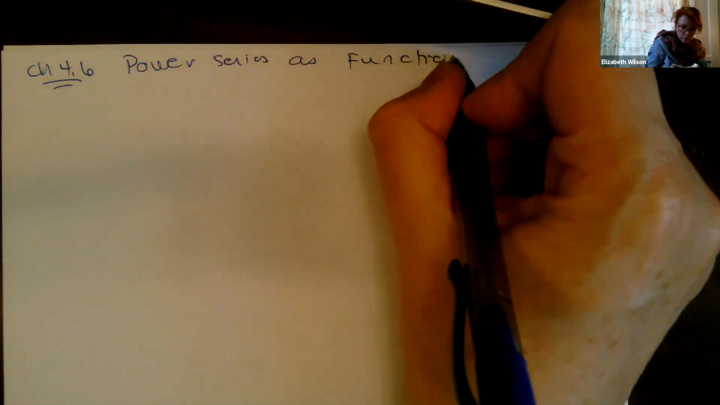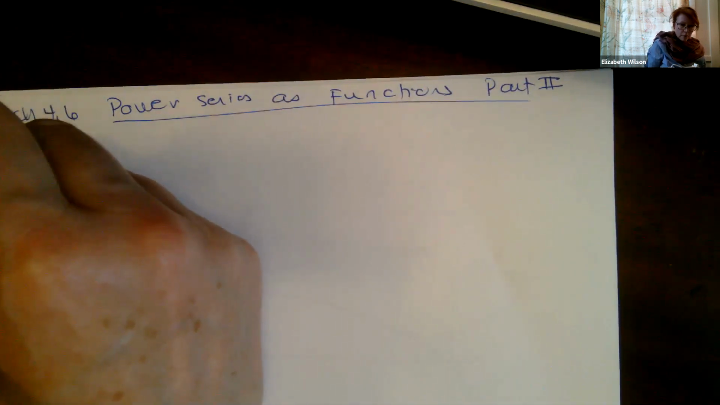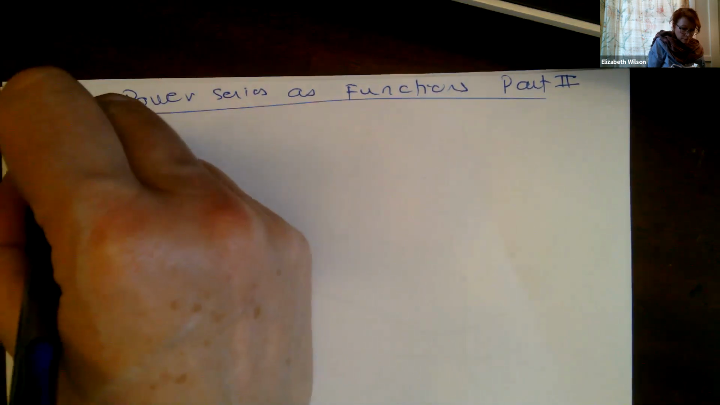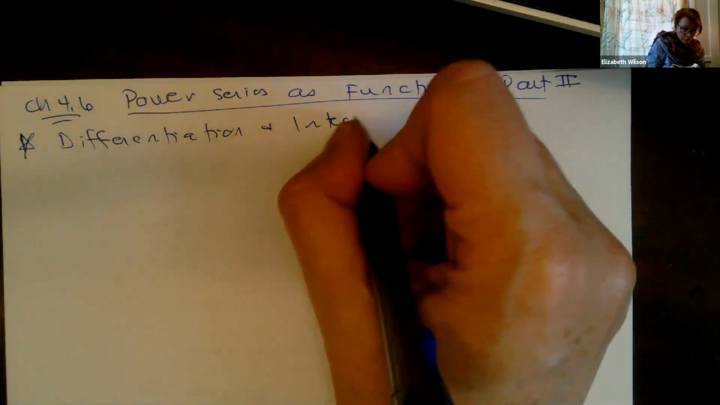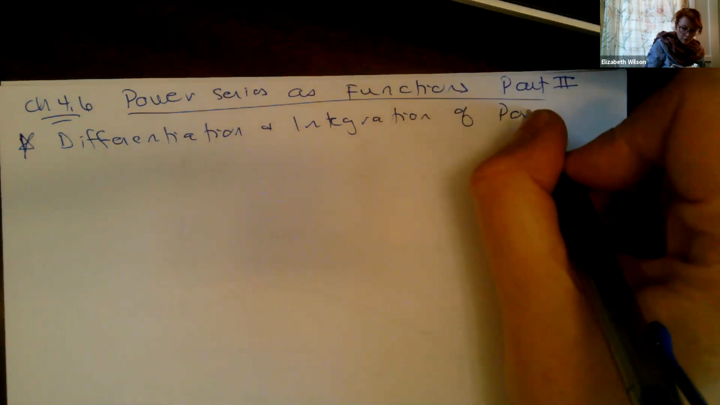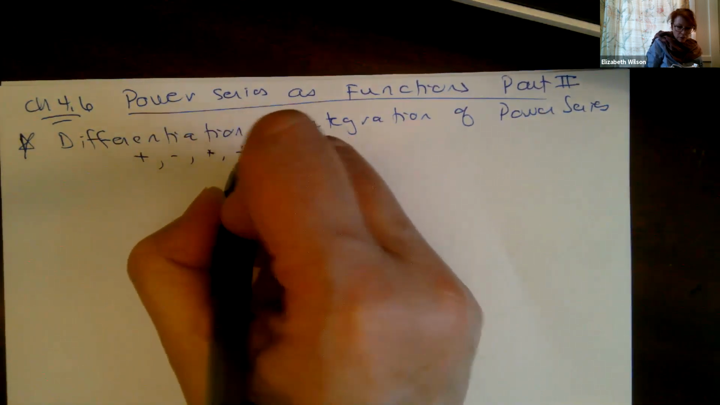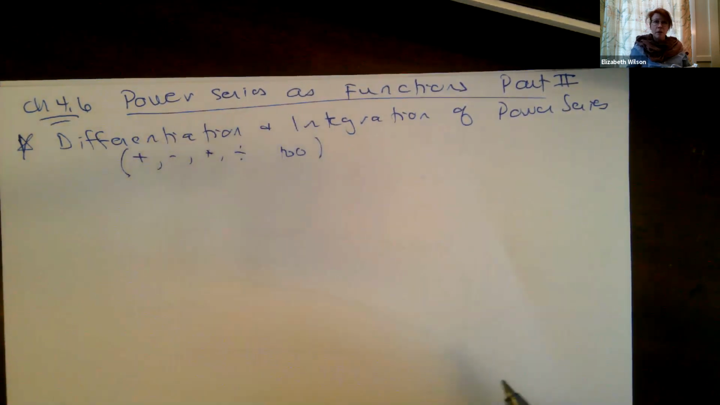Okay. All right, so chapter 4.6. This is power series as functions, part 2. And the subtitle here is, isn't it great we're dealing with polynomials, because then we can do derivatives and integrals nice and easily. Differentiation and integration of power series. That's basically what we're going to focus on, but we can also do addition, subtraction, multiplication, and division too. I'm not sure if we'll get to these today, but we're definitely going to get to derivatives and integrals.